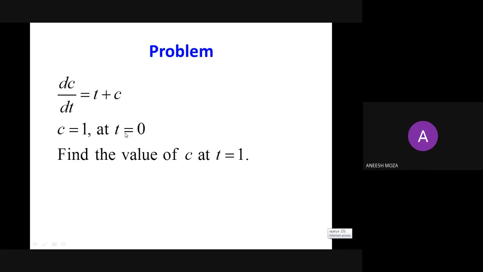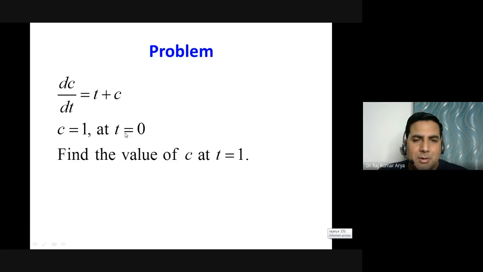Yes, sir. Now this is the problem we want to practice here. This is a simple equation. First we want to start with this: dc by dt is given by t plus c. Initial conditions are given: c equal to 1 at t equal to 0, and you are supposed to calculate the value of c at t equal to 1.